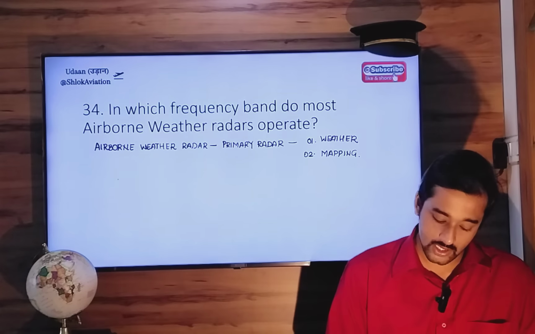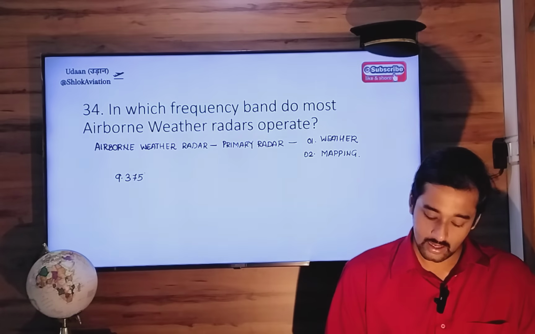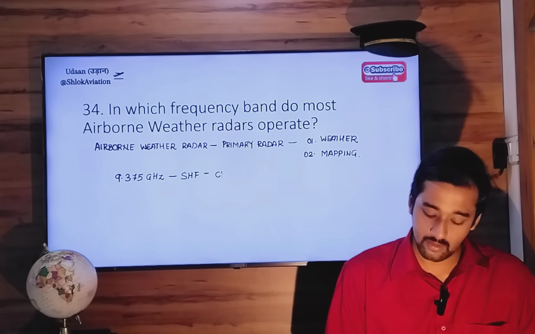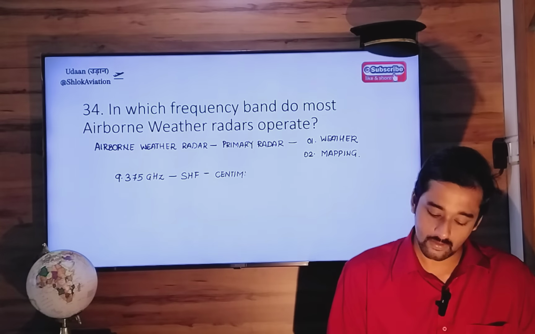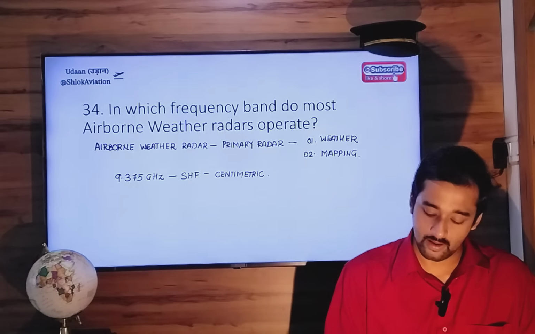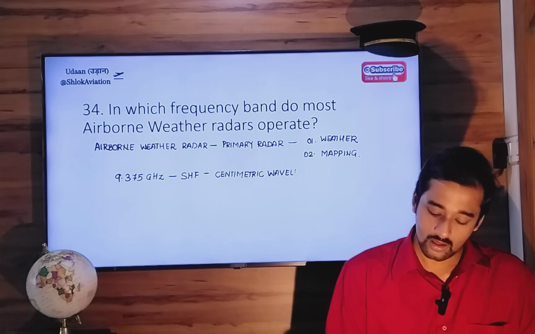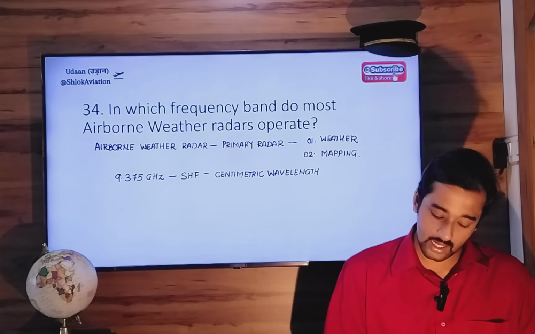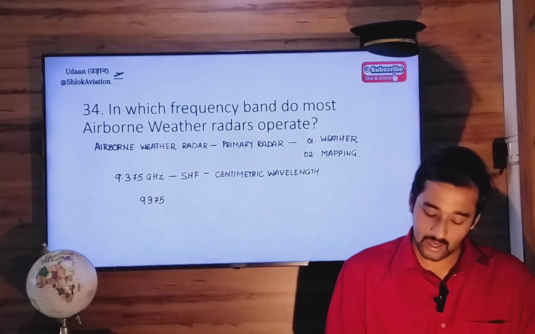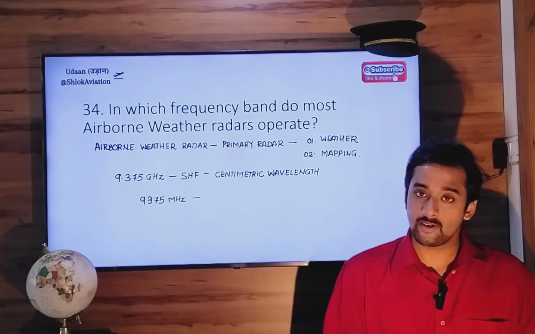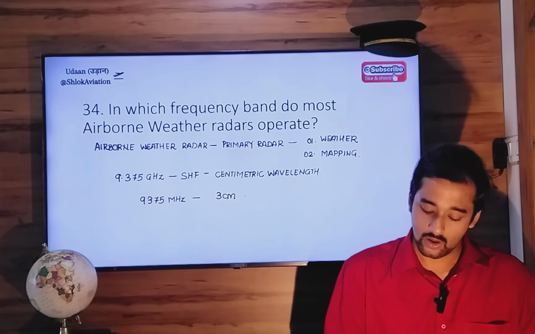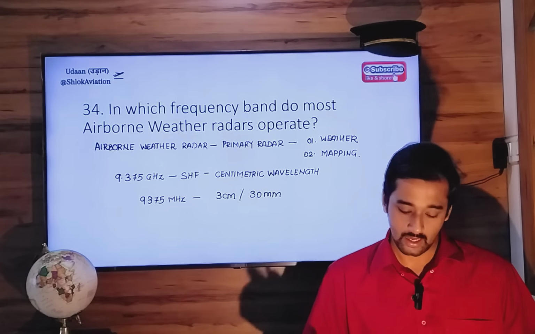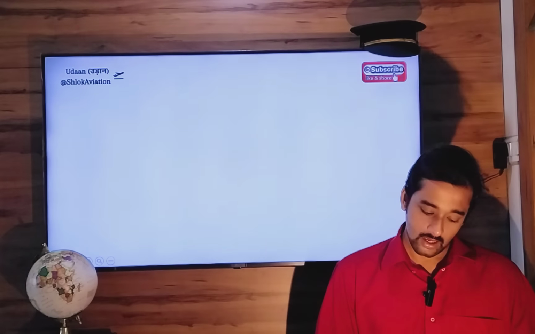The frequency that is used is 9.375 gigahertz, super high frequency band, centimetric wavelength. Now this 9.375 gigahertz can also be written as 9375 megahertz. Normally the wavelengths are 3 centimeter or also 30 millimeter. 3 centimeter is nothing but 30 millimeter. So remember that.